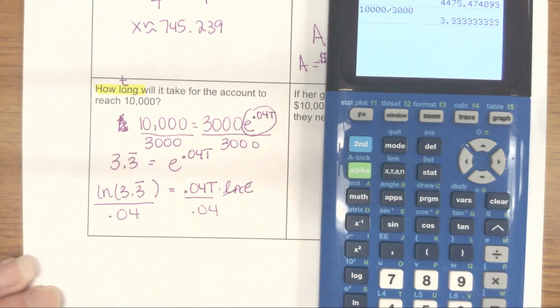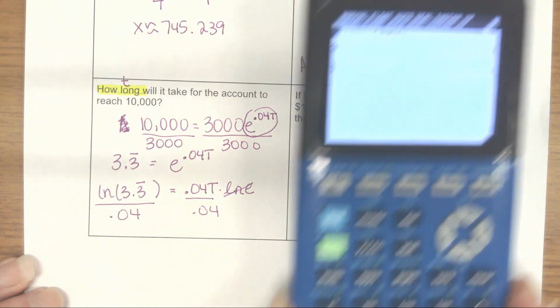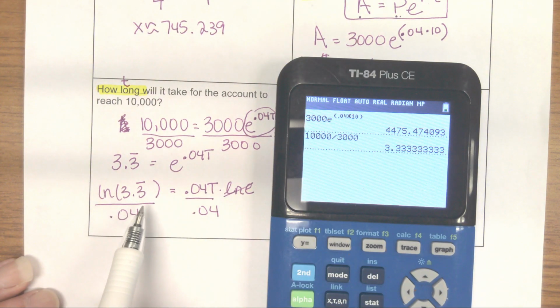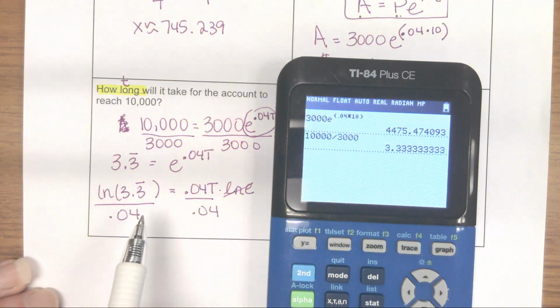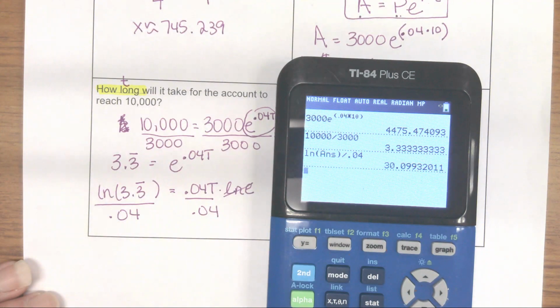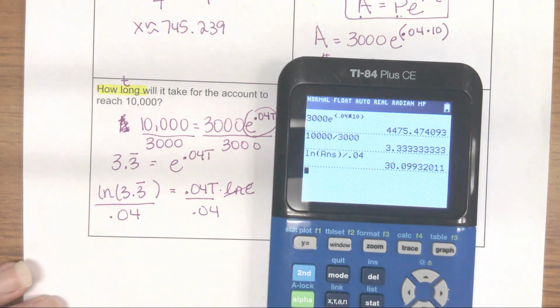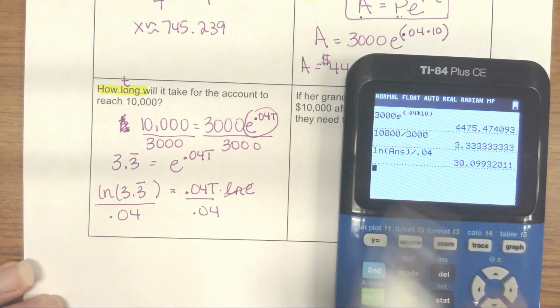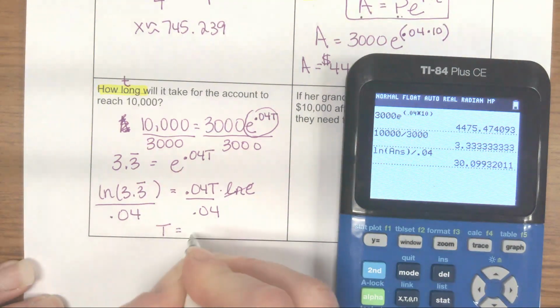All right, because I don't want to round 3.3 repeating to 3.3, I want to be the most accurate. What I'm going to do is use that answer function on your calculator. I'm going to take the natural log of the previous answer, and then divide that by 0.04. And let's just round, that's pretty close to 30. I mean, we wouldn't probably measure years in 0.1, but we'll call this about 30 years.